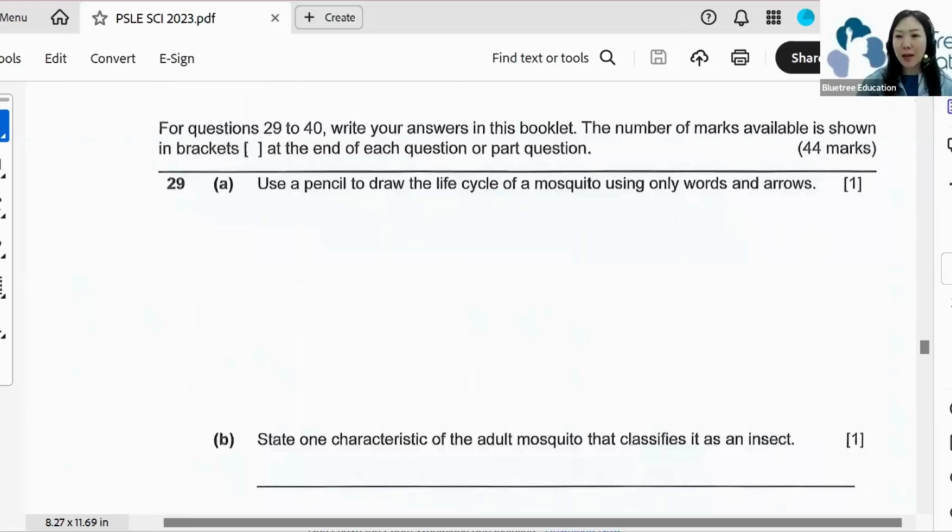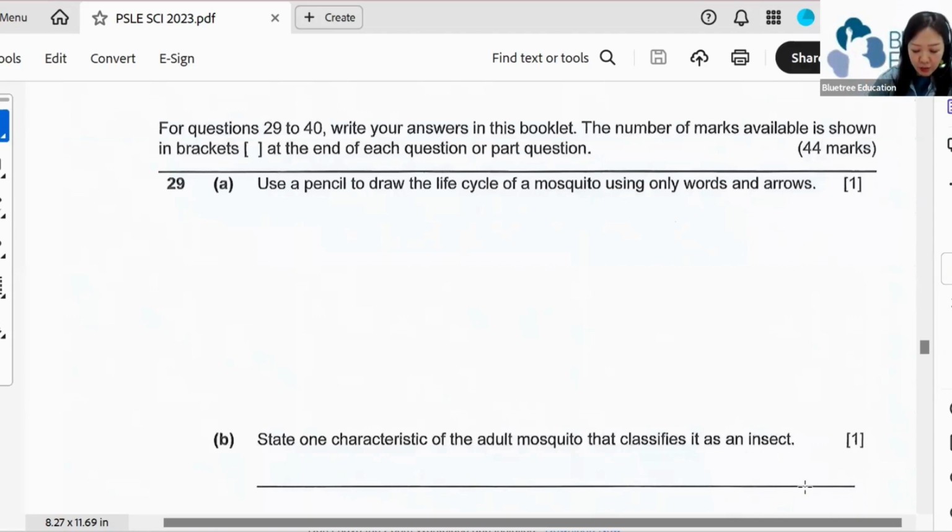Question 1 is about the life cycle of the mosquito. So far for PSLE, this question is very common. It has come out quite yearly. It's quite a yearly question. So be sure that you know the mosquitoes' life cycle and also how mosquitoes play a part in spreading diseases like dengue.